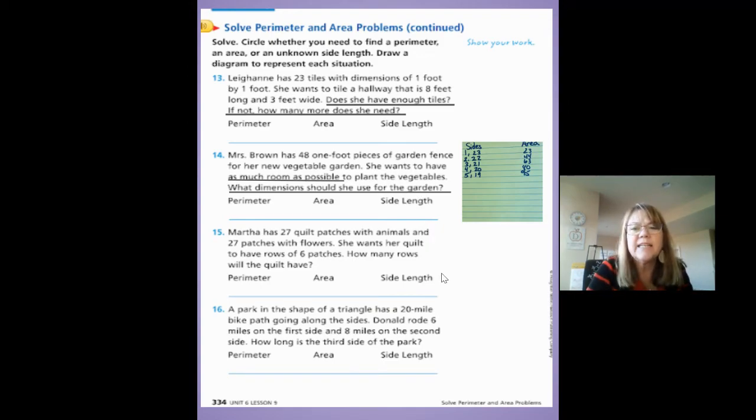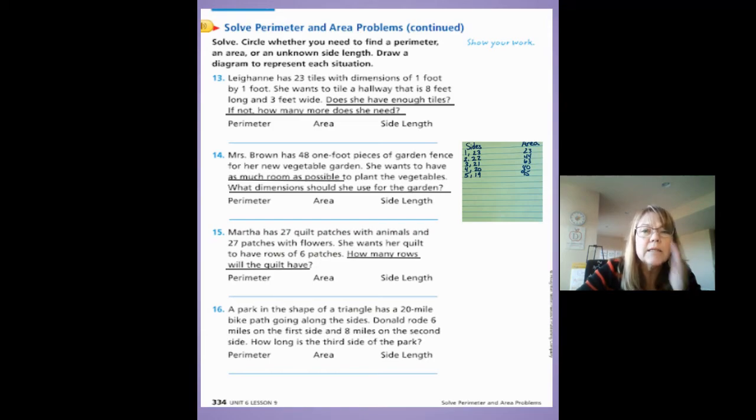All right, number 15's hint. Martha has 27 quilt patches with animals and 27 patches with flowers. Okay, so she has 27 and 27. How many patches does she have altogether? That's the first part. She wants her quilt to have rows of 6 patches. How many rows will the quilt have? So once you know what 27 and 27 is, you're going to know 6 plus 6 plus 6. How many 6s are you going to need? How many rows of 6 are you going to need? So we are looking for a side length. That's the hint. All right.